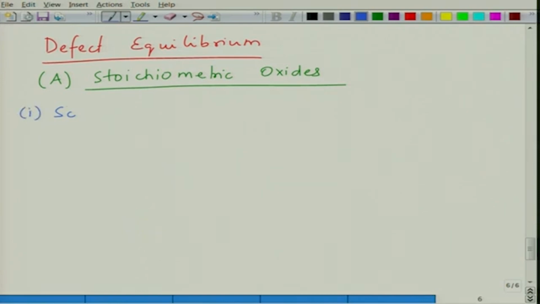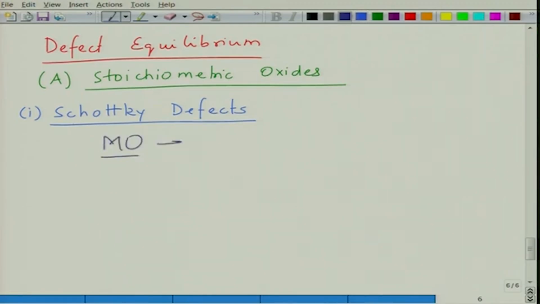So, we first look at Schottky defects. Let us say the oxide is MO, so the binary oxide. So, how do you write the defect reaction? The defect reaction is basically 0 going to, so the Schottky defect will have a vacancy of metal plus a vacancy of oxygen. This is negatively charged, this is positively charged.